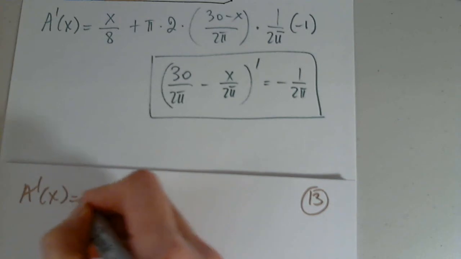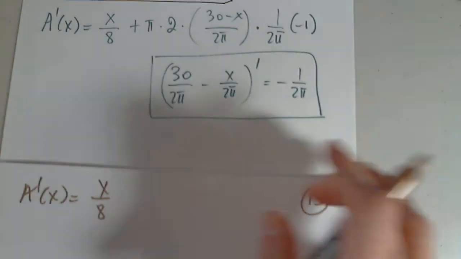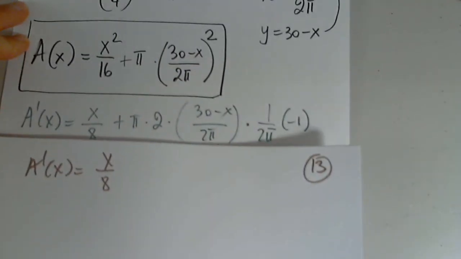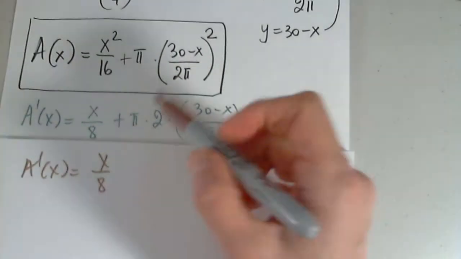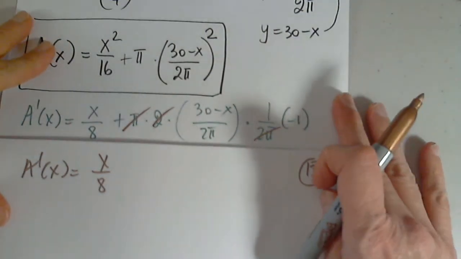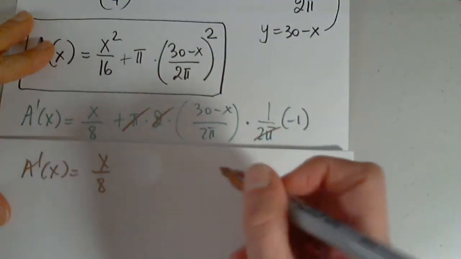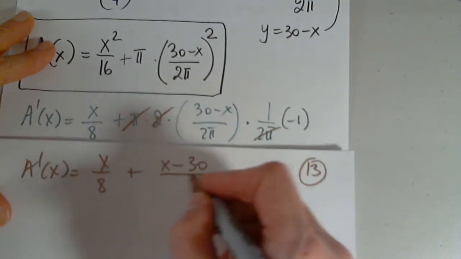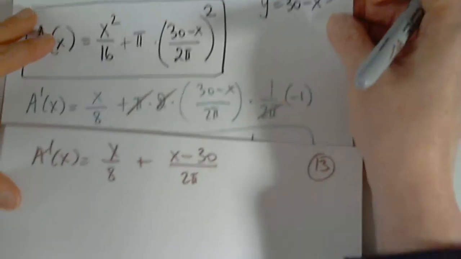So A prime of x. X over 8 is the nicest piece of this function. Let's see, what else? I like that. And then I put a minus in front, and I will distribute it here. So plus x minus 30 over 2 pi. Not too bad.